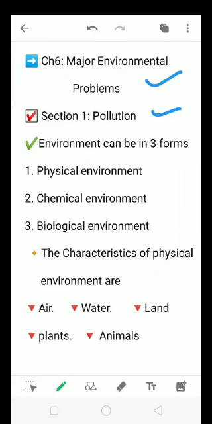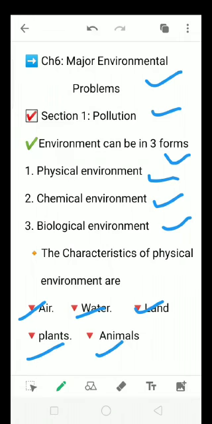Pollution can be defined as any change in the environment, and this environment can be in three forms. The first form is the physical environment. The second form is the chemical environment, and the third form is the biological environment. The characteristics of the physical environment are water, air, land, plants, and animals.